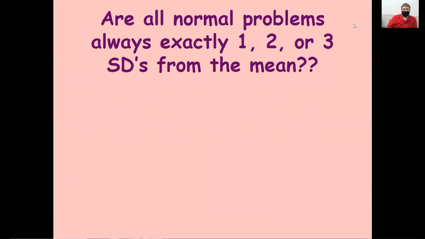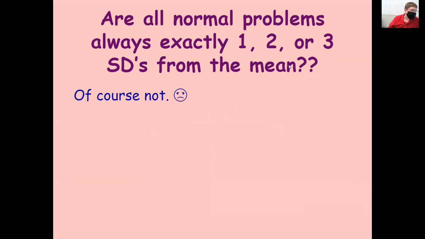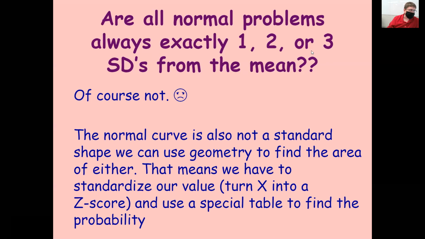Are all normal probability problems going to be exactly 1, 2, or 3 standard deviations from the mean? Unfortunately, no, they're not. This is where our nice little fancy calculator that we spent money on or get to borrow from class comes in handy, because it has a program like the binomial and the geometric to help us out. The normal curve is also not a standard shape that we can use geometry to find the area of. That means we have to standardize our values using z-scores, and use a special table to find the probability. I'll show you the table. It's in my email. I need to upload it into Canvas for you. And then I'll show you the calculator steps as well.